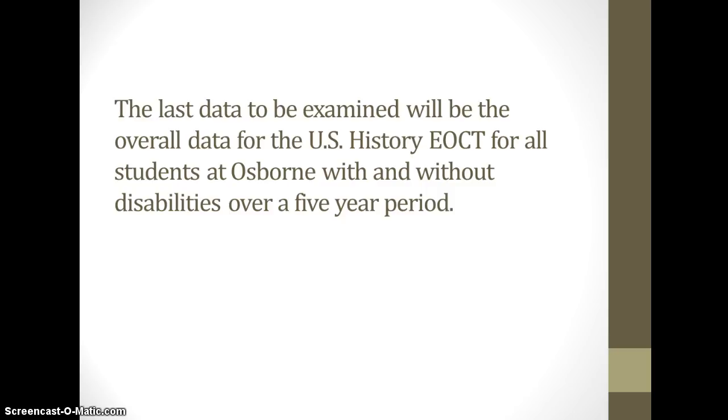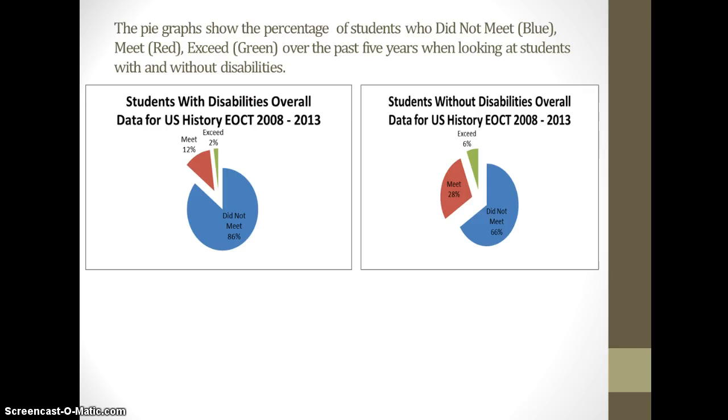The last data we're looking at will be the overall data of the U.S. history for students with and without disabilities over a 5-year period. We're looking at pie graphs here. First, with students with disabilities and without. Here we go, with disabilities over here on the left, and without. And this, right off the bat, you really can't tell.